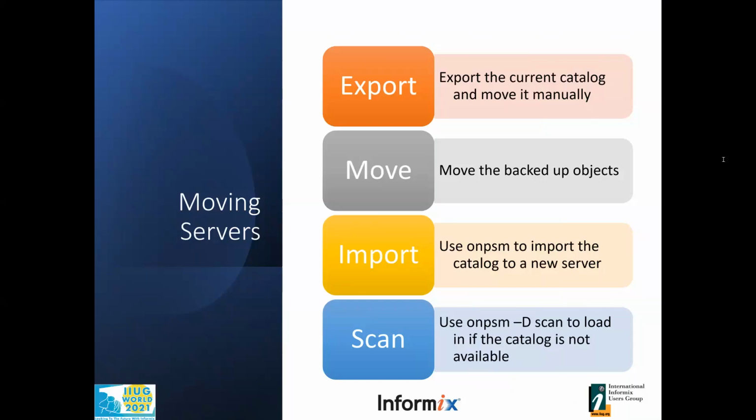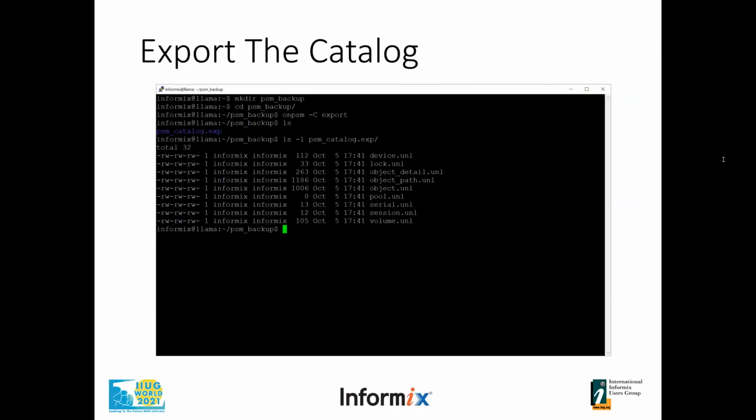The system knows it. If you are needing to rebuild the file system, there's a scan utility, onpsm -D scan, and it will actually go in, scan the files in your directories, and rebuild the catalog based on that. So exporting the catalog, how do we do that? On onpsm -C export, you'll see it created psm_catalog.exp. If you've been working with Informix even since version 5, this is going to look pretty familiar to you. So you'll see each of the different pieces has its own unload file. You can go look at them if you want.